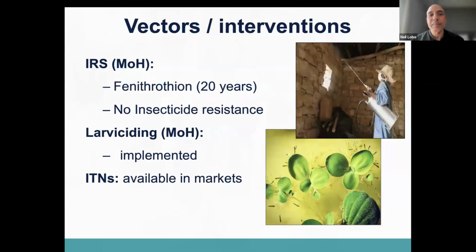So in Panama, I'm just going to go over briefly what vectors and interventions there are there. The Ministry of Health at this point in time used to implement IRS with phenothrin. They had been doing this for about 20 years, and there was no insecticide resistance documented. They also conducted larviciding at the site, but there was no real evaluation of larviciding. And bed nets were available in the market. Insecticide-treated nets were available, but the ministry didn't distribute them.